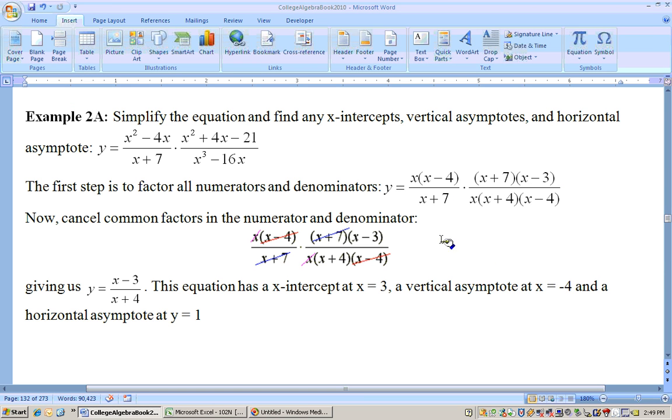Once you factor everything, then you just cancel out like terms, like the x plus 7 with the x plus 7, the x minus 4 with the x minus 4, the x with the x, and you're left with x minus 3 over x plus 4.